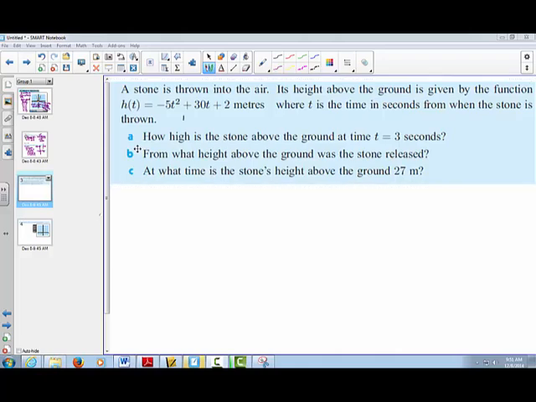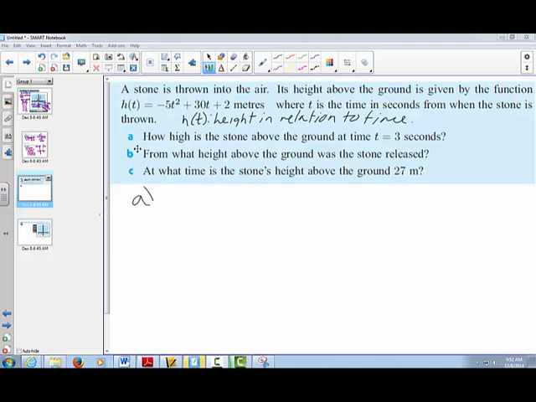So, h of t, what does that mean? Height in relation to time. So, where t is the time in seconds from when the stone is thrown. How high is the stone above the ground at t equals 3?